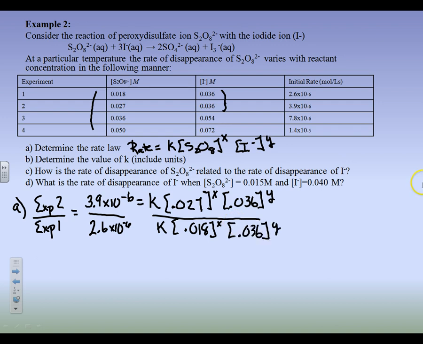So this is nice because I got stuff canceling out. My y's are canceling out. My x's are canceling out. So now I can solve for x. When I divide 3.9 by 2.6, that comes up to be about 1.44-ish. And when I divide 0.027 by 0.018, that comes up to be 1.5. Those are close enough to being equal. Keep in mind, guys, these are experimental values, so of course there's going to be a little bit of error. You just want to get it close enough that you can call it. So we know that our x is going to be equal to 1.